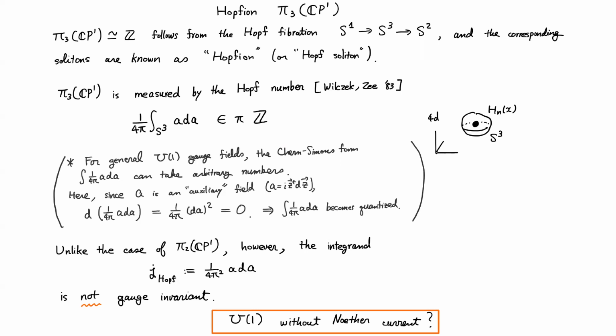So we can now characterize this integer as a Noether charge given by this integration formula. But unlike the case of π2 of CP1, the integrand of this Hopf number is not a gauge invariant quantity. So although this is the homotopy class, if you're just looking at the third homotopy of CP1, we would like to judge that this 4D CP1 sigma model has a U(1) zero-form symmetry, but do we accept a U(1) symmetry without having a net current?